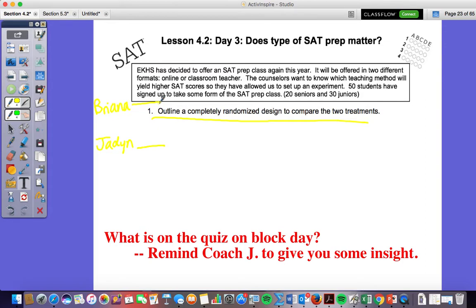Good. So you'll see me in a second. I'm not gonna do it this way for the first one, and I'm gonna come back to y'all's group, and y'all are gonna tell me why. Cool. Because you're exactly right. You're like two steps ahead, which is perfect. All right, completely randomized design.